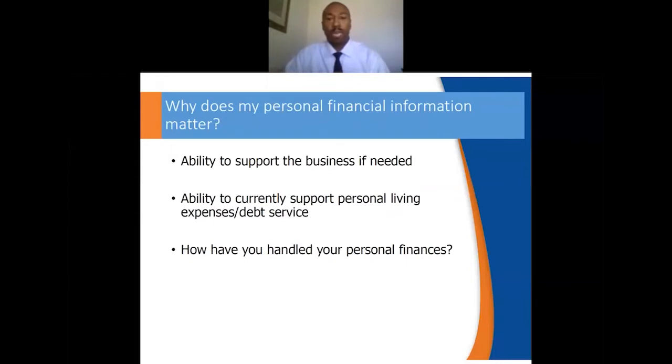Why does my personal financial information matter? Well, it's your ability to support the business if needed, right? So we're going to look at your business debt service, and then we're going to look at your personal debt service, and then we're going to add them together, and we call that your global debt service. And in the example that we gave, we're going to want all those to be in line with the numbers we're looking for. The example that I gave, for that specific lending institution, was that 1.3 was an acceptable cash flow, right?